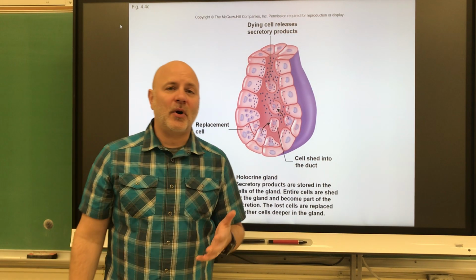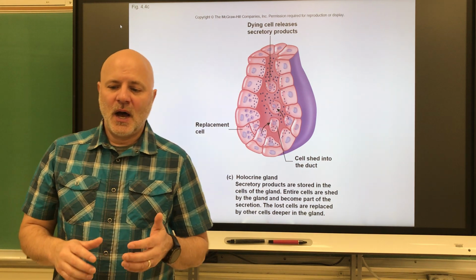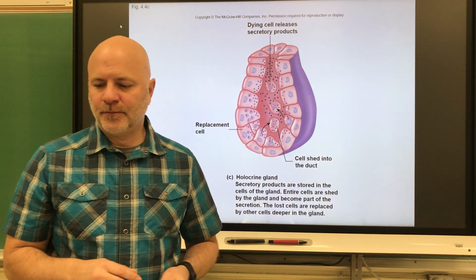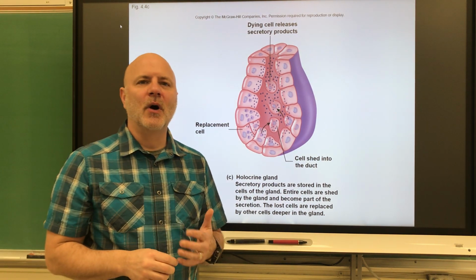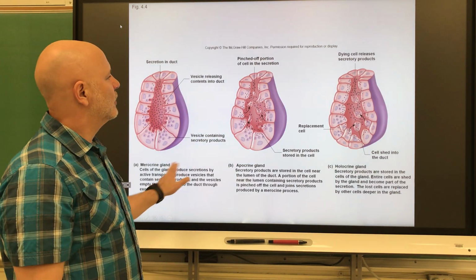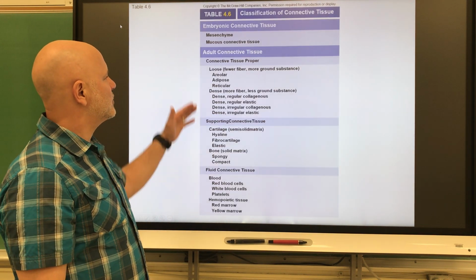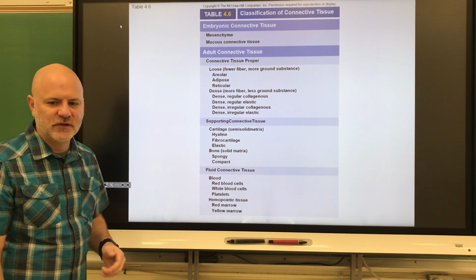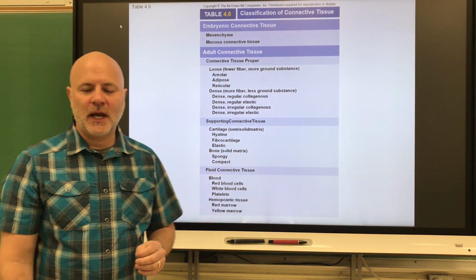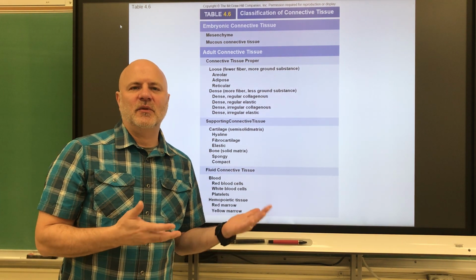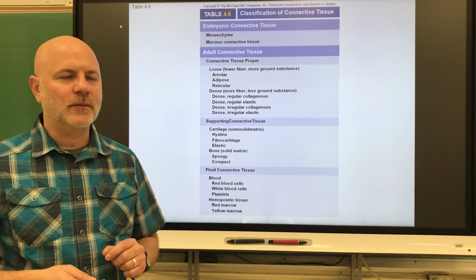All right, let's look at the second part of chapter 4, which deals with connective tissue. Connective tissue is our most abundant tissue type. If we go to this picture, it lists a bunch of different kinds of connective tissue that we have. Just like we did last time, let's look at characteristics of connective tissue.